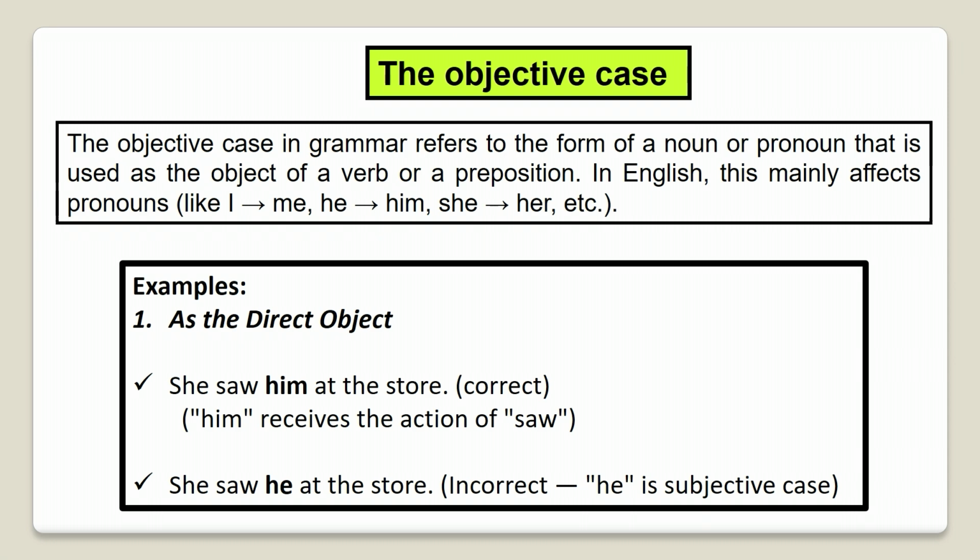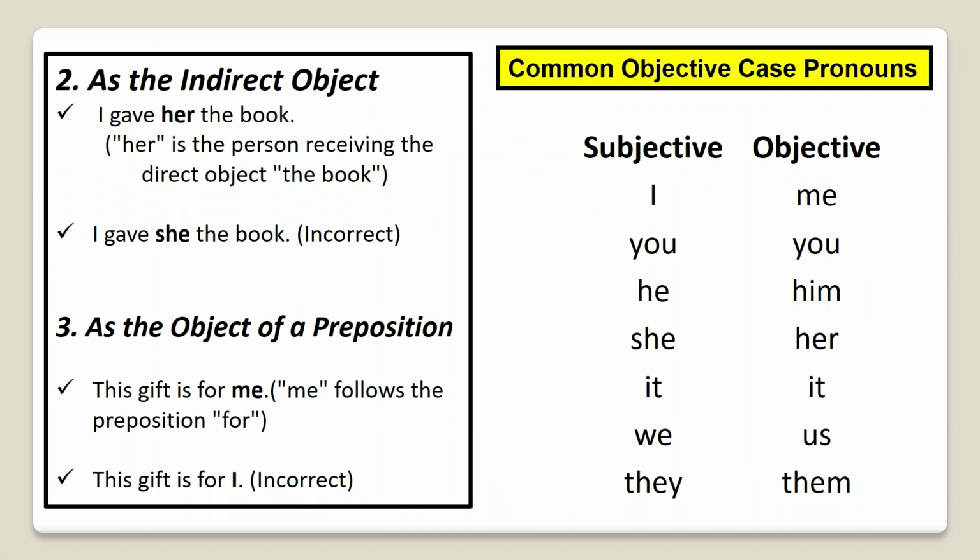As an indirect object: I gave her the book. Her is the person receiving the direct object, the book. I gave she the book is incorrect. And number 3, as the object of a preposition. In this case, this gift is for me. Me follows the preposition for. This gift is for I is incorrect. So the right sentence will be this gift is for me.